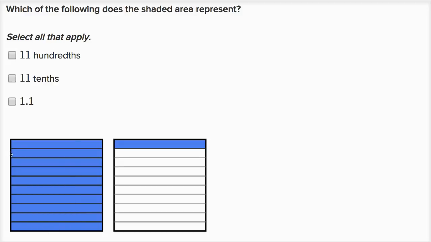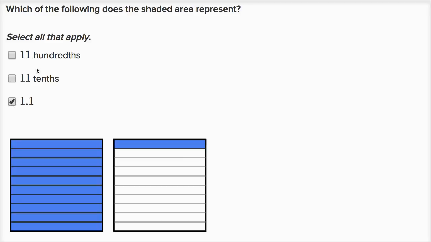One way to think about it is we have one whole over here, and then over here we've divided it into tenths. There's 1, 2, 3, 4, 5, 6, 7, 8, 9, 10 equal sections, and we've shaded in one of them. So we've shaded in 1/10. So this would be one whole and 1/10. So we could say that this is 1 and 1/10. So that's one way to think about it.